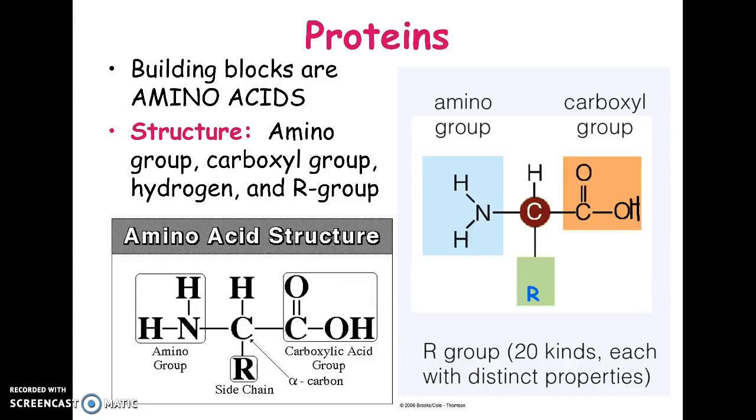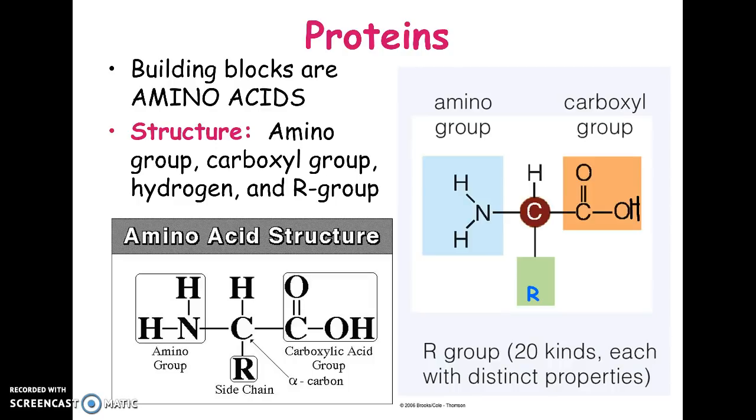So today's focus is going to be on the structure of proteins, the building blocks of proteins. If you remember, everything's made of monomers. The monomers of proteins are called amino acids. And amino acids have the following structure. You have a carbon in the middle.